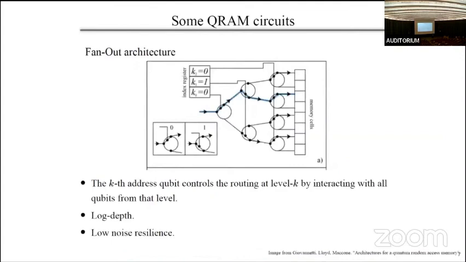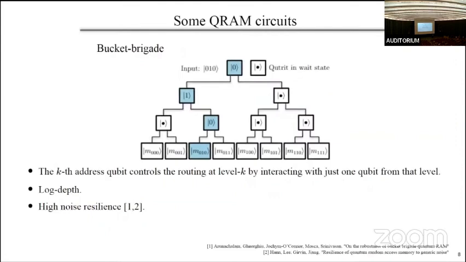Another simple one is a fan-out architecture, a tree-shaped circuit in which each qubit of the address register controls the path that your target qubit will take in all the layers, as shown here. This is much better and has a low logarithmic depth, but it was shown to have low noise resilience. There's a more sophisticated one, the bucket brigade, in which instead of having your address qubits control all the qubits for a certain level of your tree, you send your address qubit down the tree to create a path, such that your target qubit interacts with one address qubit per level. It has much higher noise resilience, as was shown by some papers recently.